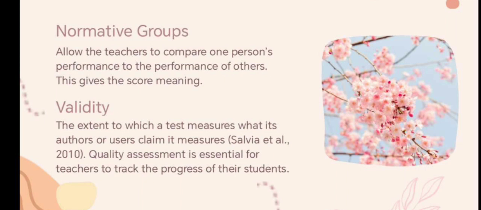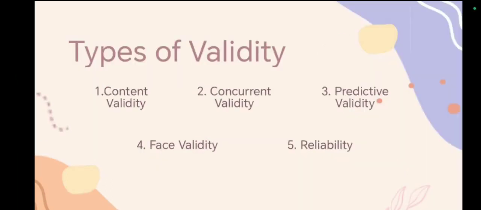The next is validity, the extent to which a task measures what its author or user claims it measures, according to Sylvia et al. in 2010. So validity is all about making sure that a test or assessment actually measures what it's supposed to measure. For example, if a test is meant to measure reading skills, it should really be testing reading skills and not something else. Now let's proceed to types of validity.